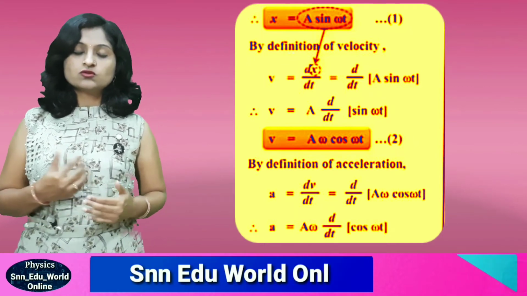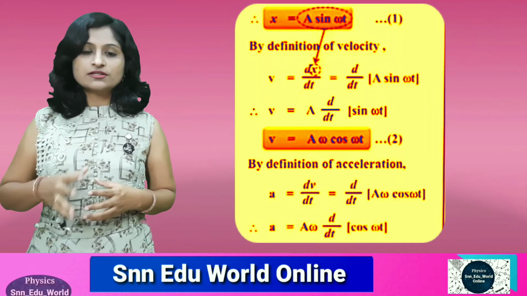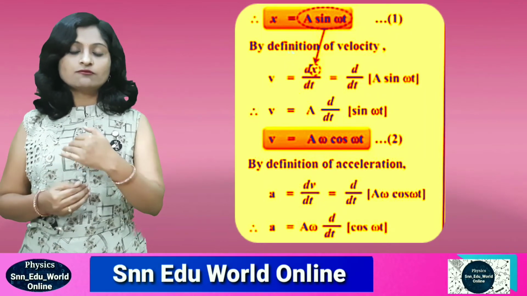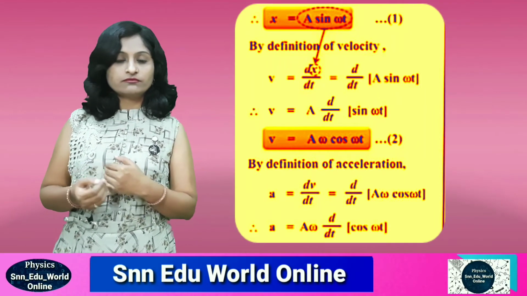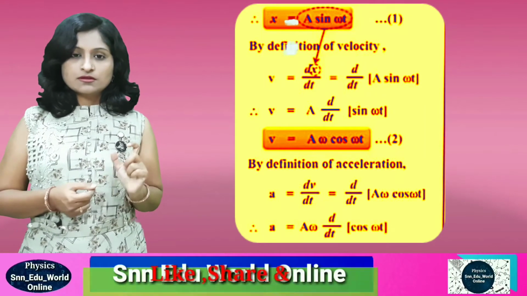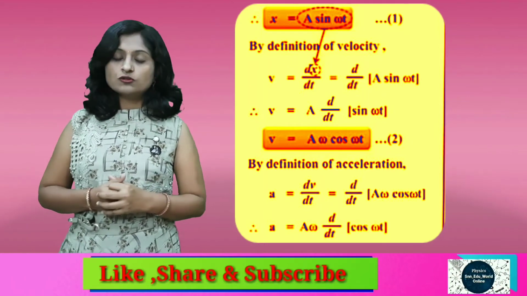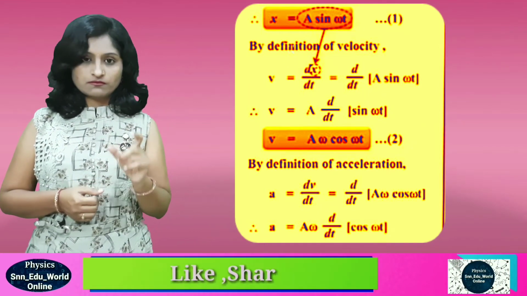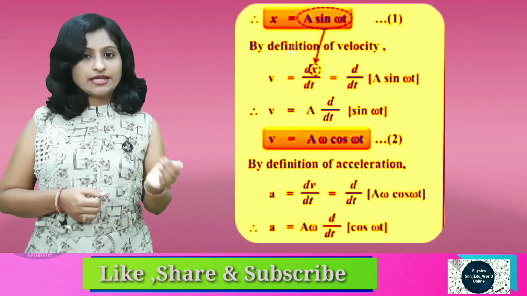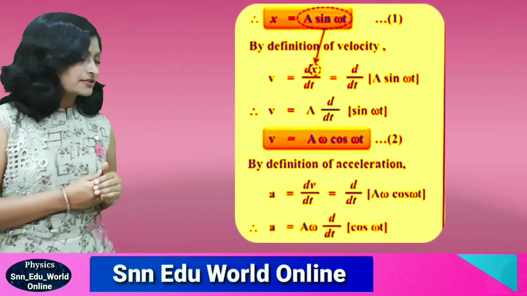The derivative of sine is cos, so it is cos omega t. But omega t is also a function of time t, so we have to take the derivative of omega t also. So it is omega. So the velocity will now become a omega cos omega t. What is the velocity? a omega cos omega t. Okay, so keep it aside.